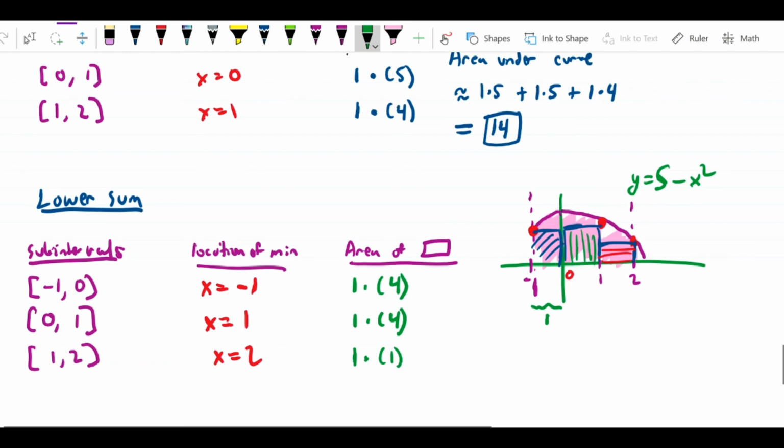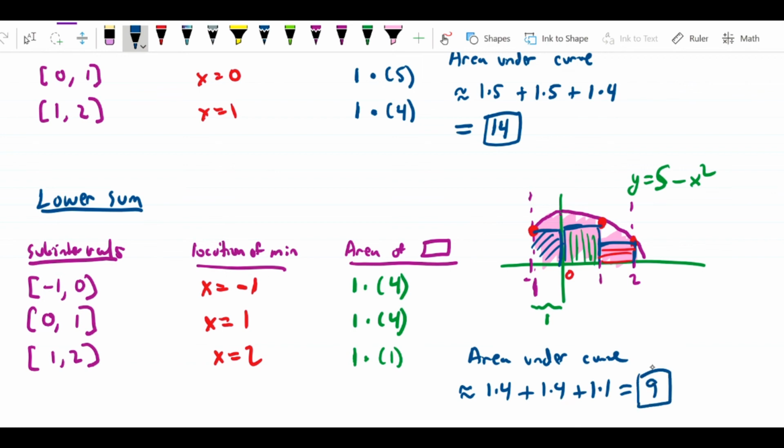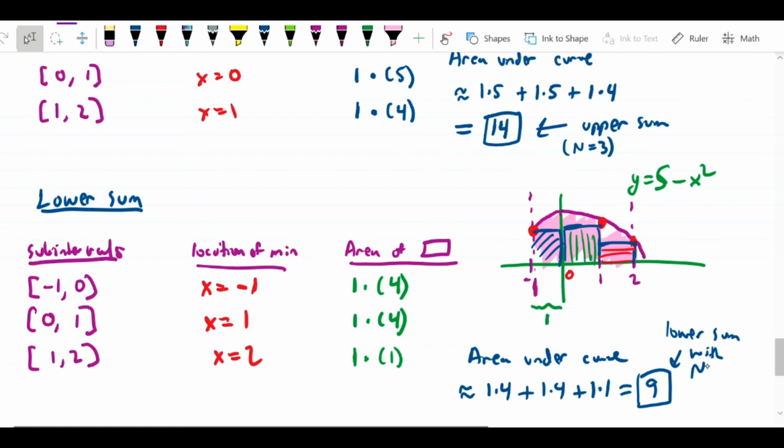So that means that the area under the curve is approximately equal to 1 times 4 plus 1 times 4 plus 1 times 1, which is equal to 4 plus 4 plus 1, or 9. So this is the upper sum with n equals 3, and this is the lower sum with n equals 3.